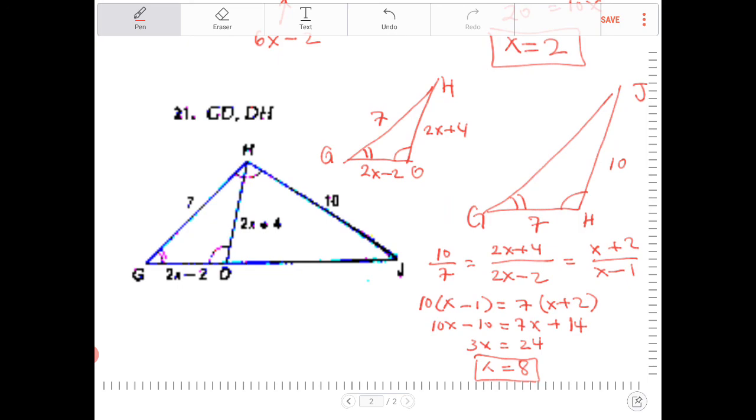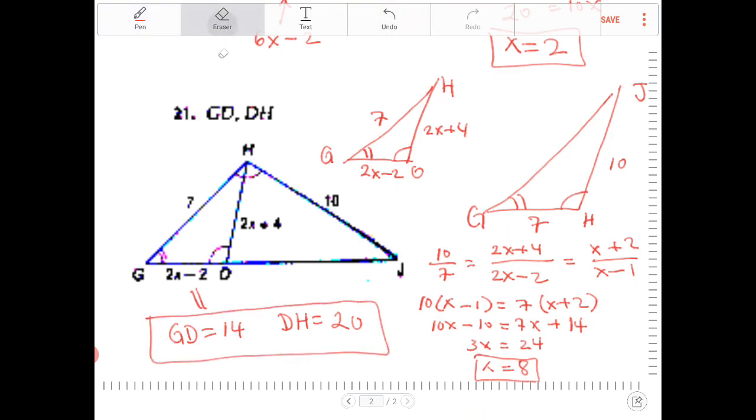If x is equal to 8, then CD or GD will equal to, oh, that's a D, not an O. Okay, so this guy, GD, will equal to 2 times 8, 16, minus 2 is 14. And DH will equal to 2 times 8 plus 4, so that's 20. And that's it.